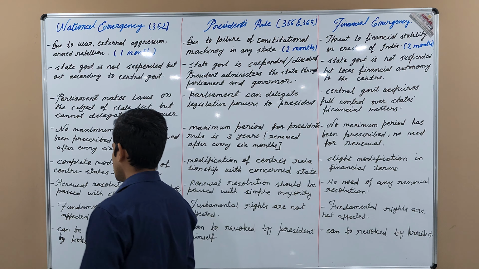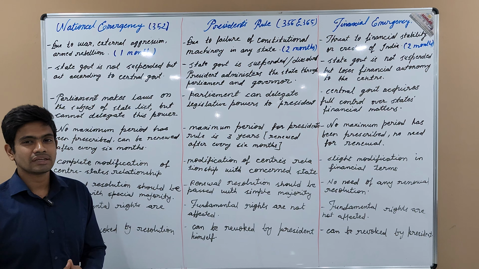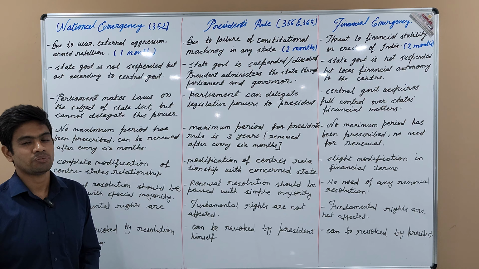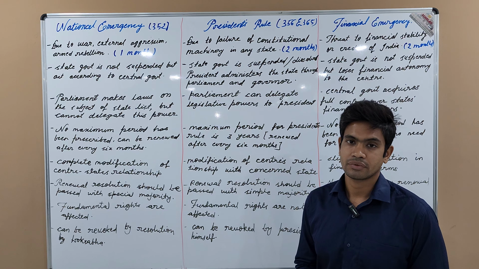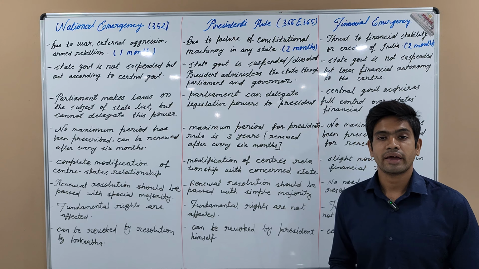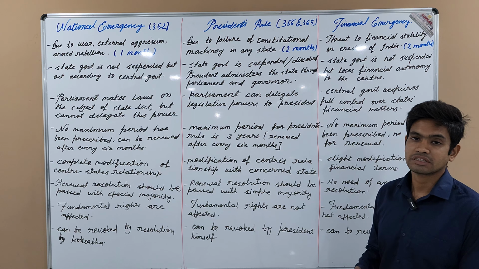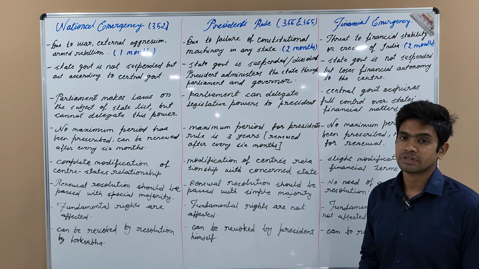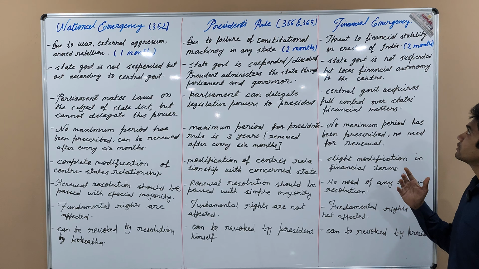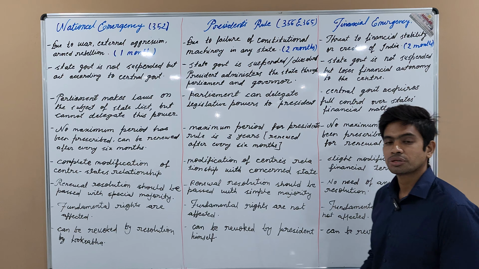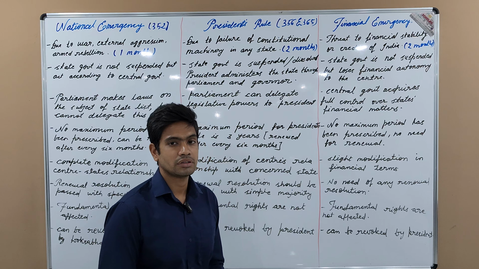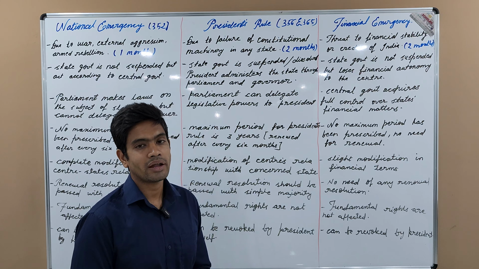Now, let's see whether the relation between the state government and the central government undergoes any modification or not. So as far as the national emergency is concerned, the relation between the central government and the state government gets completely modified, because the state governments no longer act as sovereign governments. They act as administrative units only. Similarly, in case of president's rule, because there is no state government in the state concerned, the state-centre relationship gets completely modified. But as far as the financial emergency is concerned, there is not much change in the centre-state relationship, except the acquirement of the financial powers by the central government.